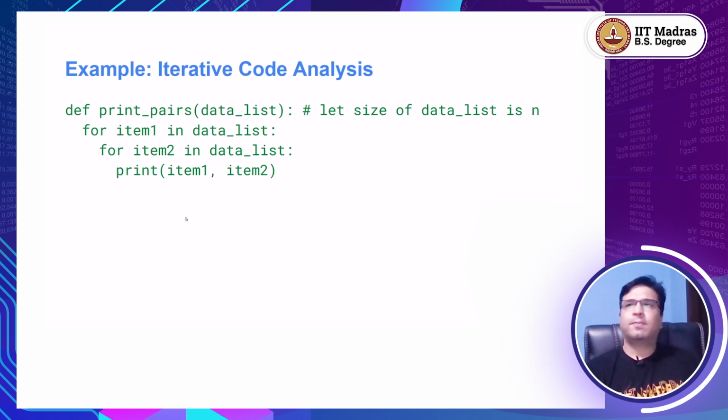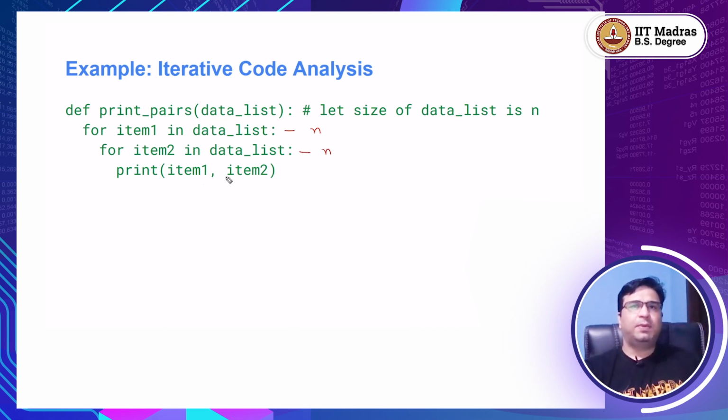Second example you can see. Here this is the function print pairs that also takes a data list. The size of the data list is n. And here you can see two nested loops are running. So this first loop is running n times, and for each value of the first loop, item 1, the inner loop will run n times.